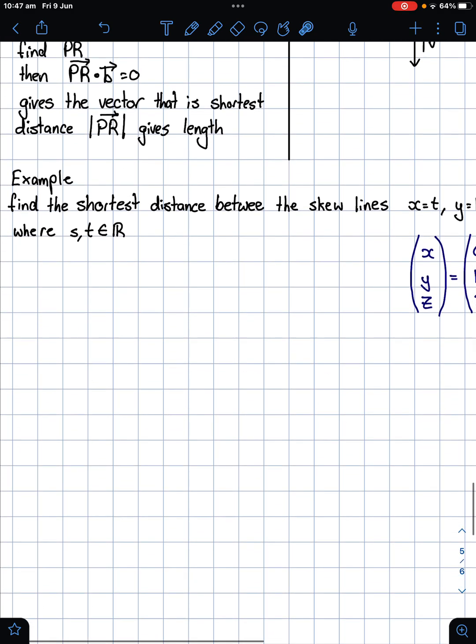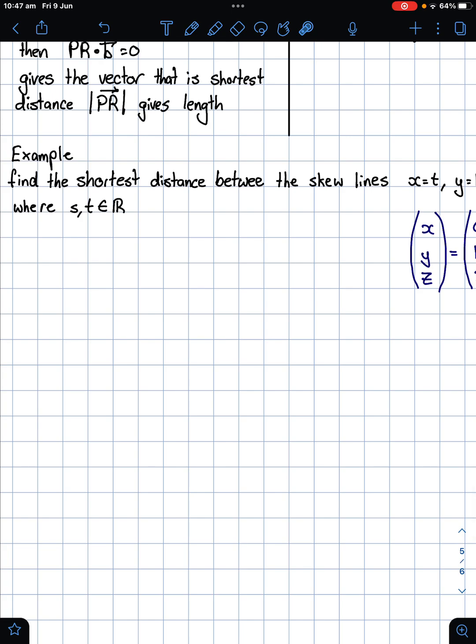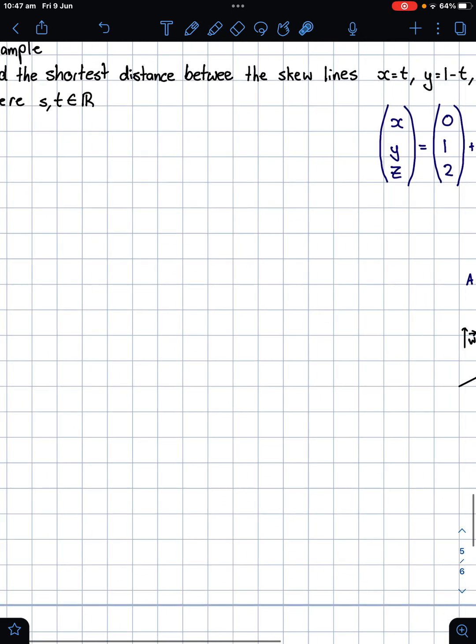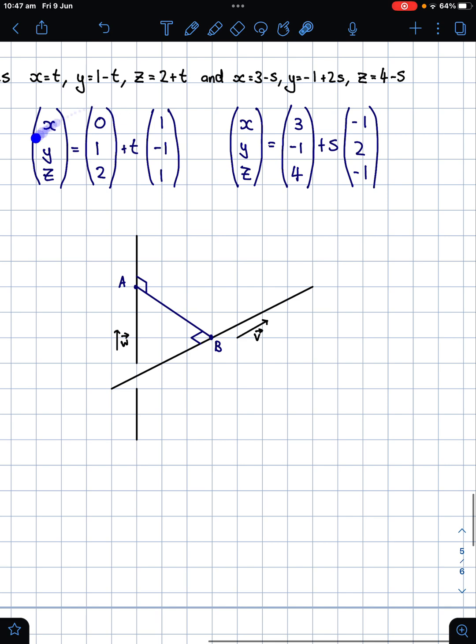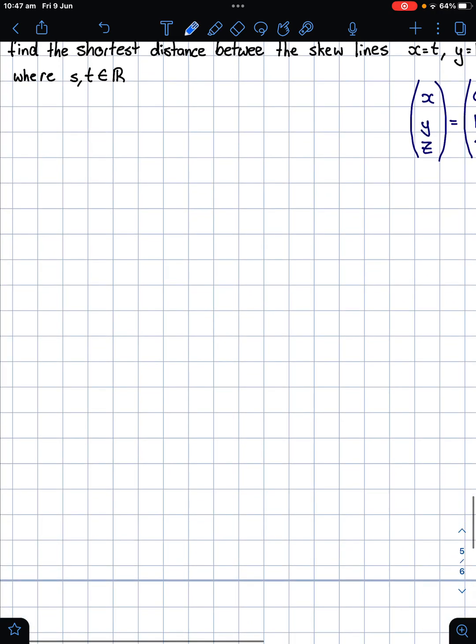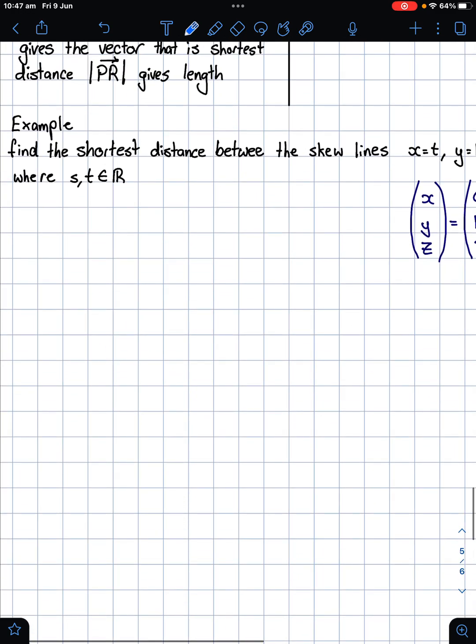So what we do is we find these particular ones. In the example here, find the shortest distance between skew lines. I've drawn these out in vector form. We've got our direction vectors here: one direction vector, a second direction vector. For our AB, I'm just going to use this value here. We're going to find V cross W first.